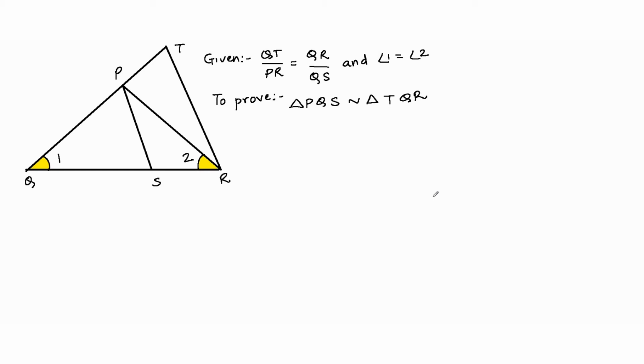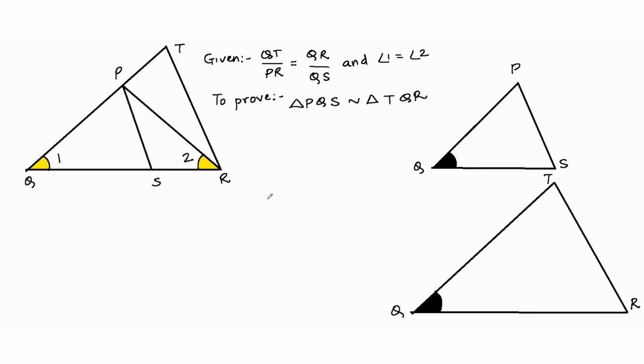So again, let me go ahead and draw these two triangles separately, and then we will figure out what all is equal. So I have drawn these two triangles separately. I instantly notice that angle Q is the common angle in both the triangles, because angle 1 is the angle that is getting counted in both the triangles. Now I have to show that these two triangles are similar to each other.